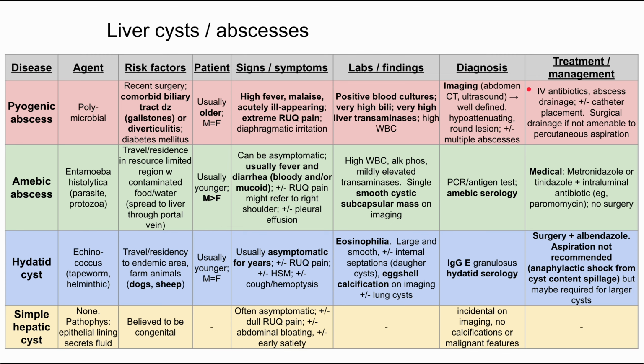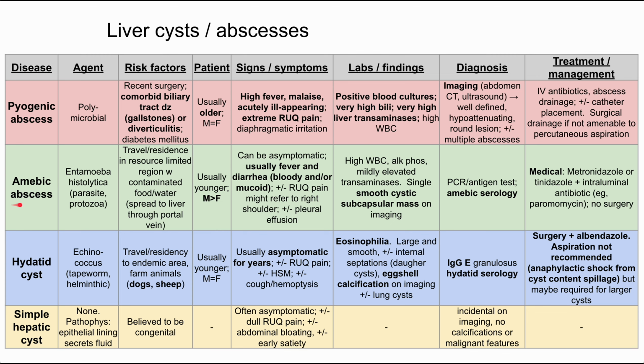So, treatment and management. For this one, you want to do IV antibiotics. You want to drain the abscess, and you might place a catheter if it's especially large or difficult to drain. You usually surgically drain it if it's not amenable to percutaneous aspiration. So you might work with VIR and see how easy it is to get access to it, and if it's difficult, you might need surgery to get rid of it.